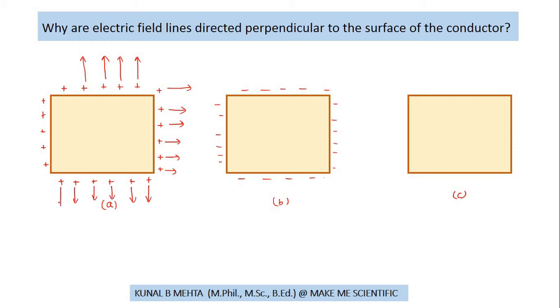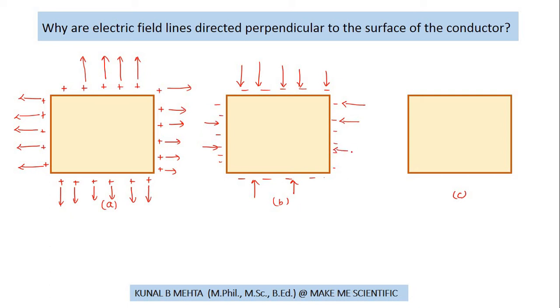Whereas in case of the negative charge, all the arrows would be directed inwards, right? Now we will discuss why this is so. What will happen if the electric field lines are not perpendicular to the surface, guys? That's what we are supposed to discuss. Hopefully you have understood that all the electric field lines would be perpendicular to the surface.